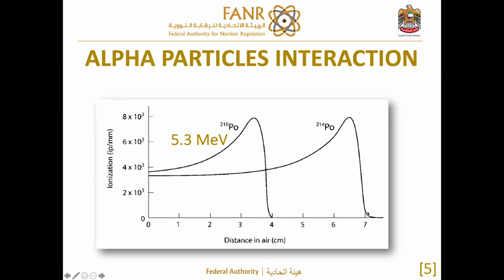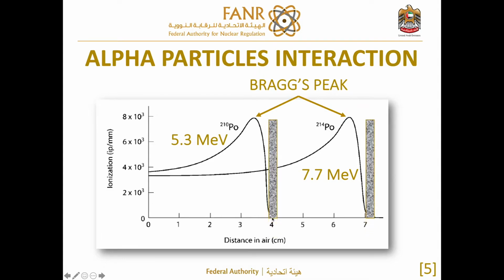Now, this emission has an energy of around 5 megaelectron-volt, and you can compare this behavior, which is very similar in structure, with the one of polonium-214. Here the energy is of the order of 7.7 megaelectron-volt. In both cases, this peak of ionization happens at a certain depth, and this peak is called Bragg peak. Interestingly, in both cases, after the Bragg peak, the particle comes to a stop. Now, this is what we call range.